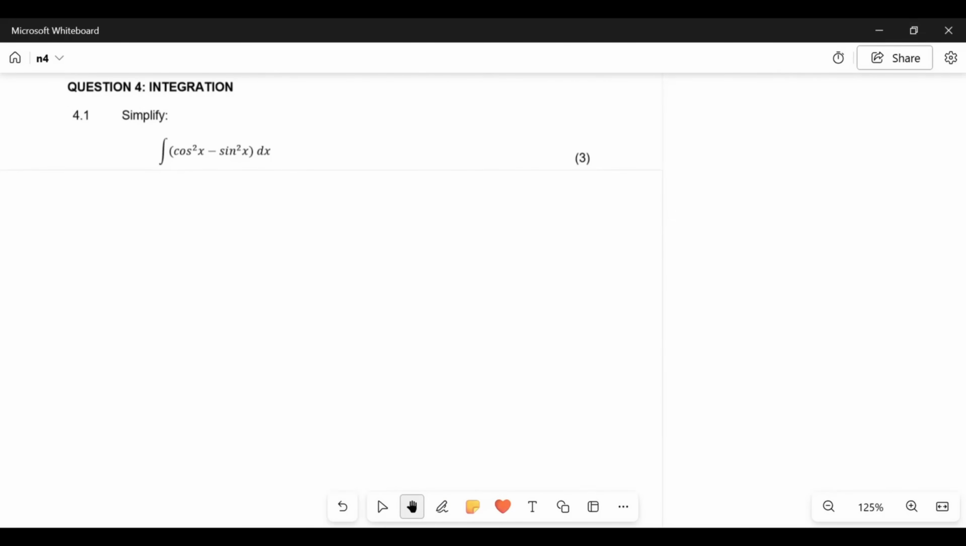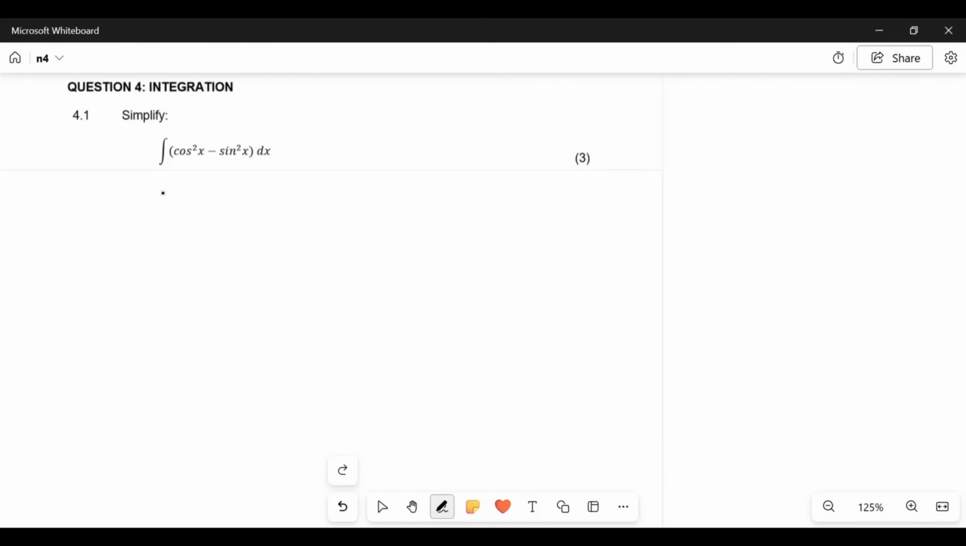All right, guys, here is our 4.1. Now let's look at this question and let's solve it. As you can see here, they want us to simplify the following integral there. So what we need to do here, guys, is to first deal with what we have here. We have cos squared x minus sine squared x. This here, guys, is a double angle identity. So we need to simplify this one first.